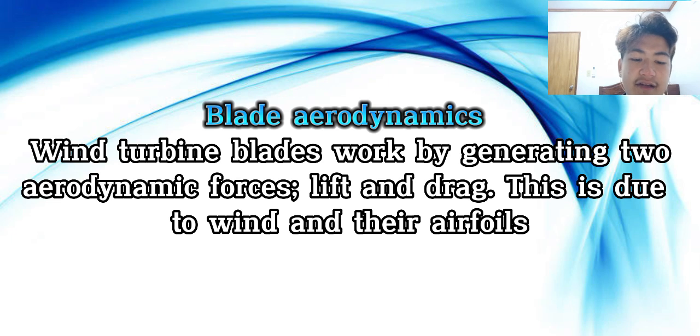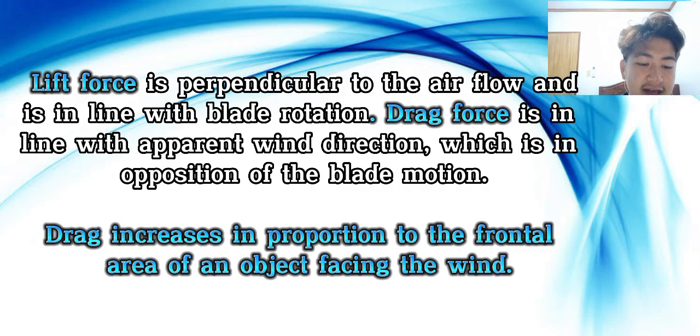So, next is the blade aerodynamics. Wind turbine blades work by generating two aerodynamic forces, lift and drag. This is due to wind and their airfoils. Lift force is perpendicular to the airflow and is in line with blade rotation. Drag force is in line with apparent wind direction, which is in opposition to the blade motion. Drag increases in proportion to the frontal area of an object facing the wind.